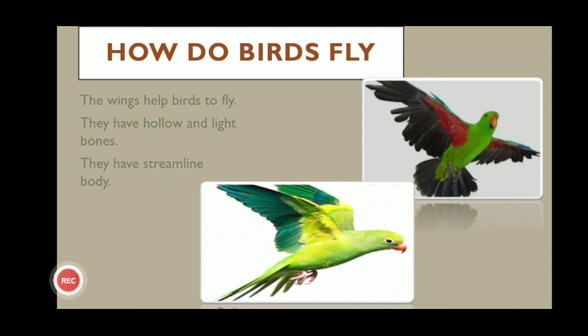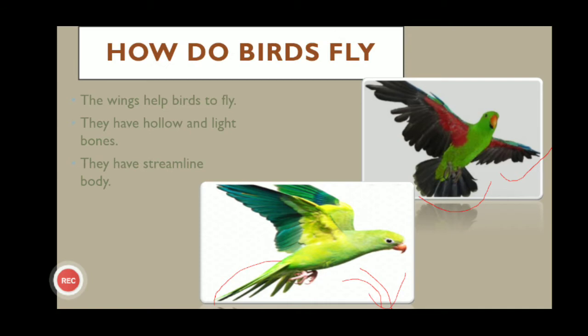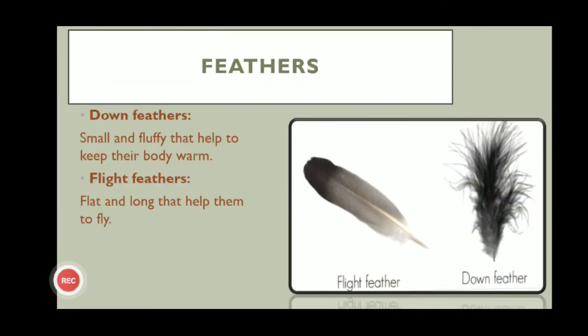And they have a streamlined body, means the shape of their body is just like a boat that helps them to fly. And the most important thing is that their tails help them to change direction. Okay, in this picture you can see the tails of birds. This helps them to change direction while they are flying, and they fly in two directions. Upward, when they fly in upward direction it is called upstroke movement, and when they are coming downside it is called downstroke movement.